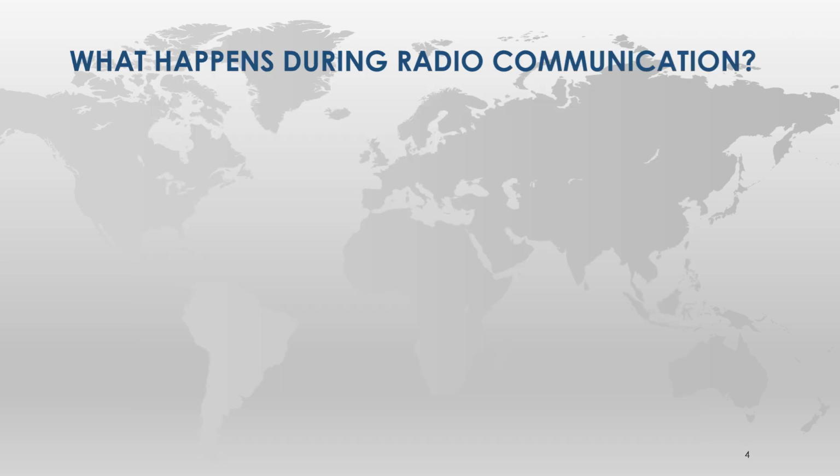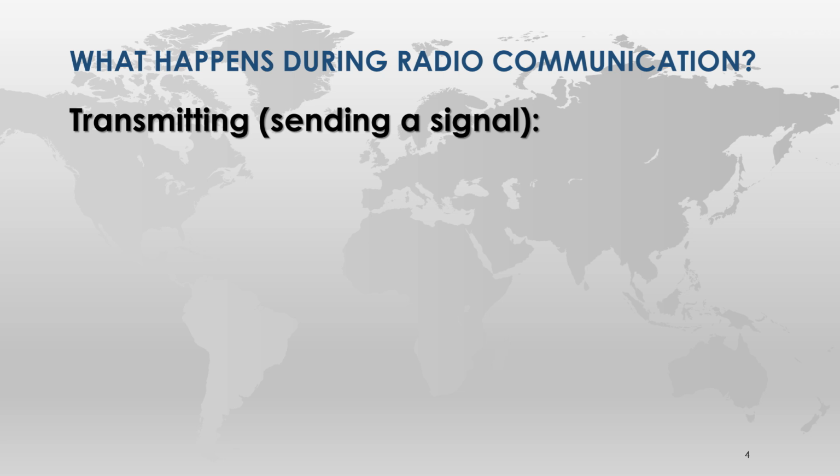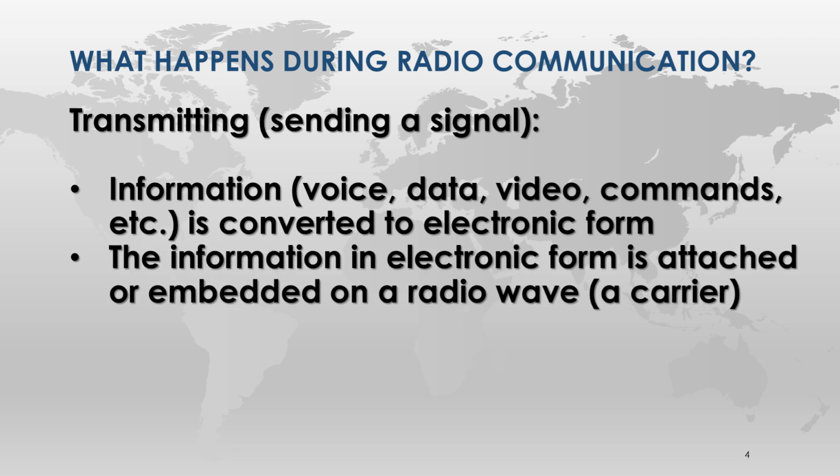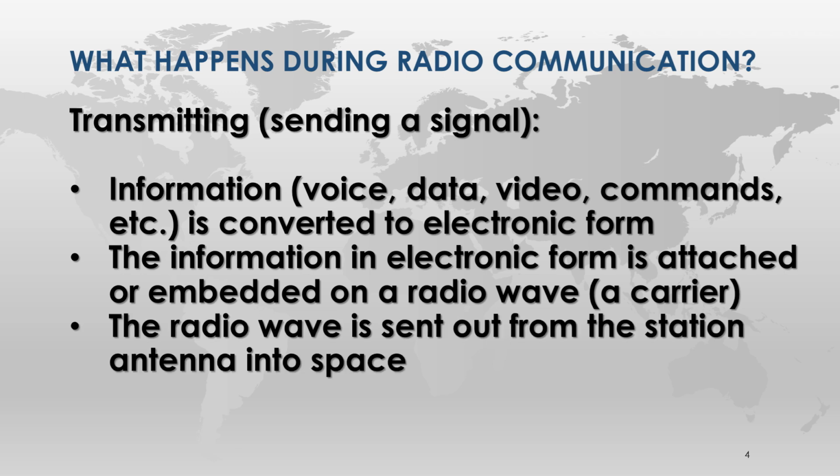Okay, what happens during radio communication? You're transmitting, or sending, a signal. The information, voice, data, video, commands, etc., is converted to an electronic form. The information in electronic form is attached or embedded on a radio wave, which is called a carrier. Remember, yellow is on the test. The radio wave is sent out from the station's antenna into space. Hopefully it doesn't keep going into space.